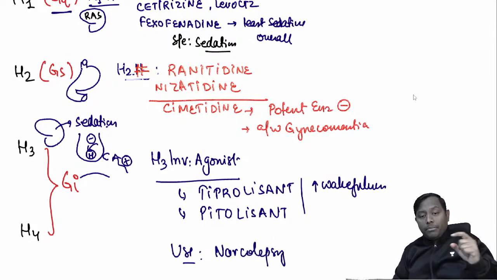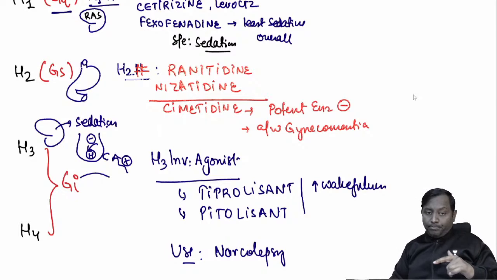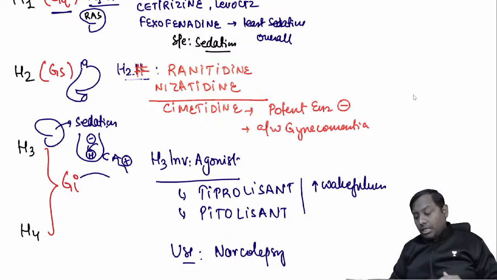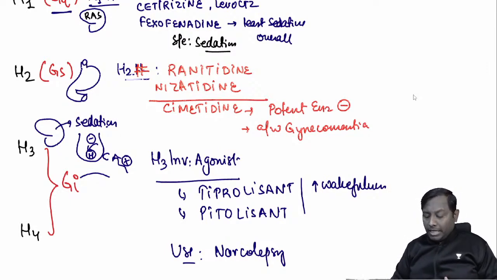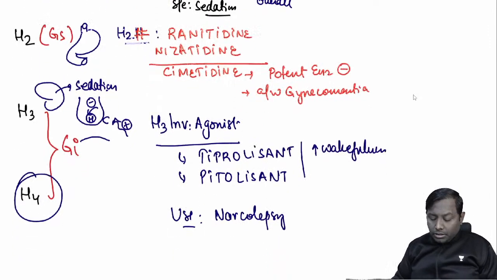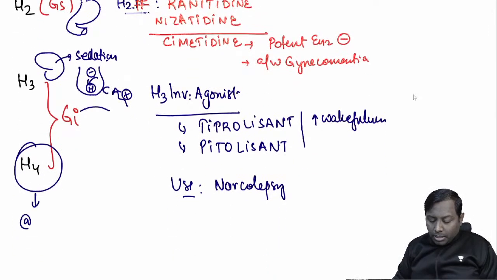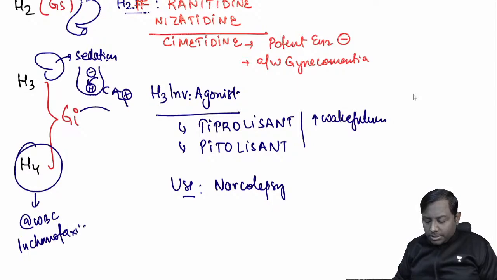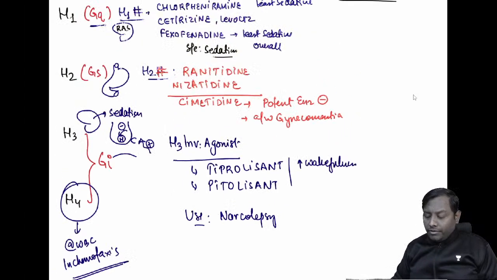So do remember, another example of inverse agonist, tiprolisant and pitolisant, will be utilized in narcolepsy. However, the drug of choice for narcolepsy will be modafinil. Okay? H1, H2, H3. Against H4 we do not have any drug. The only thing we are aware of is that they are present on the WBC and are involved in chemotaxis. H1, H2, H3 we have quickly seen.